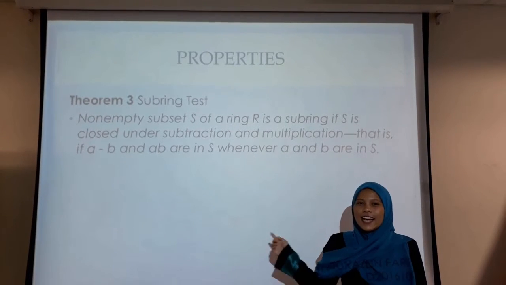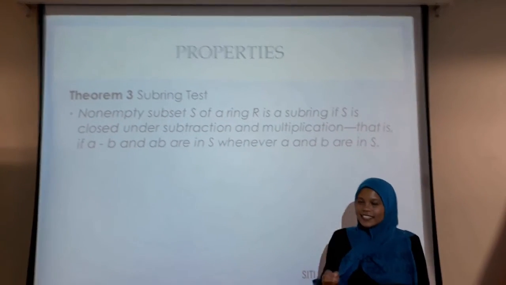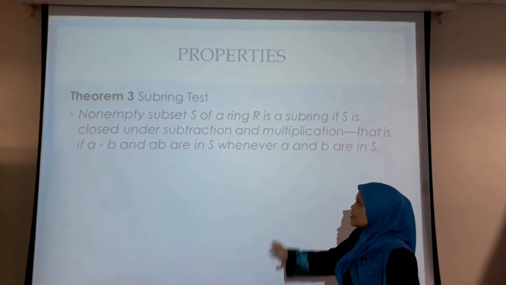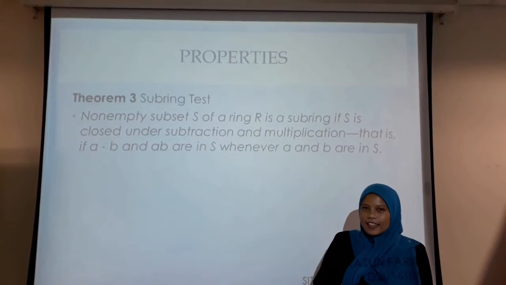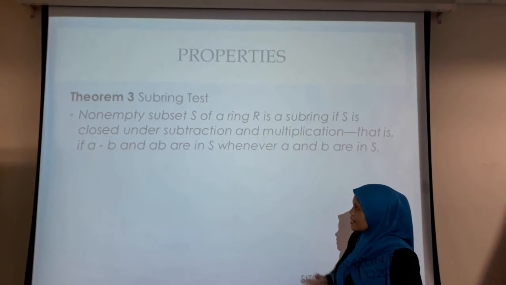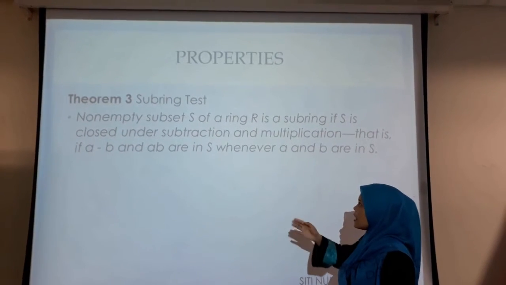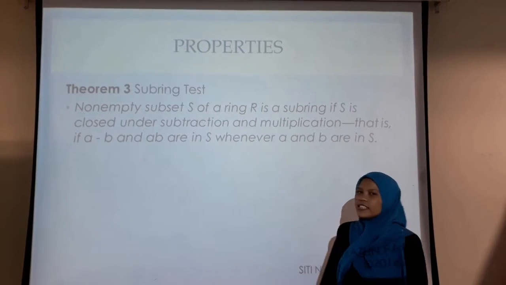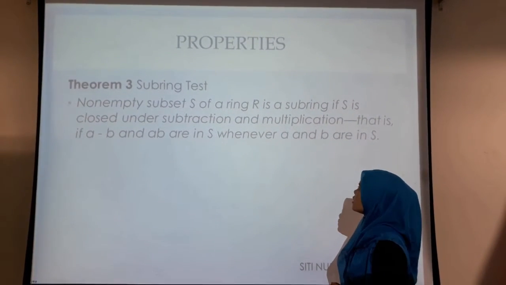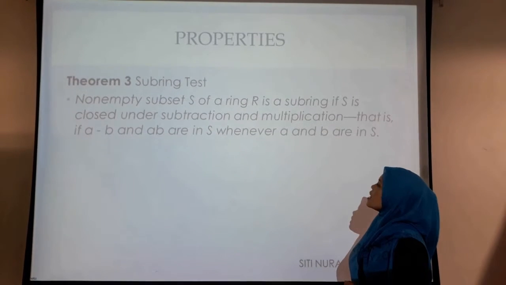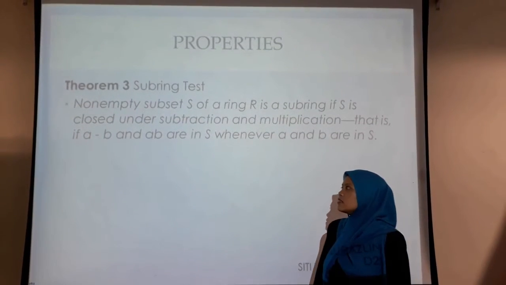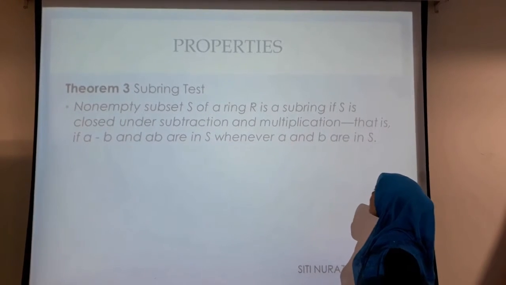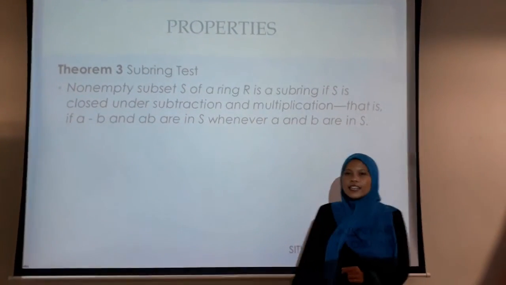Last but not least, the property about ring is the subring test. The subring test says that a non-empty subset S of a ring R is a subring if S is closed under subtraction and multiplication. That is, if A minus B and AB are in S whenever A and B are in S.